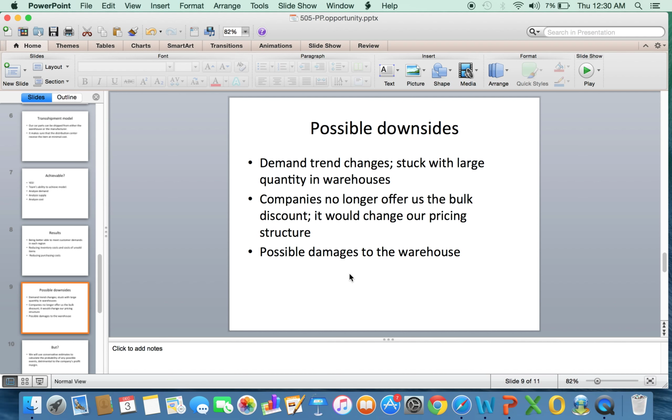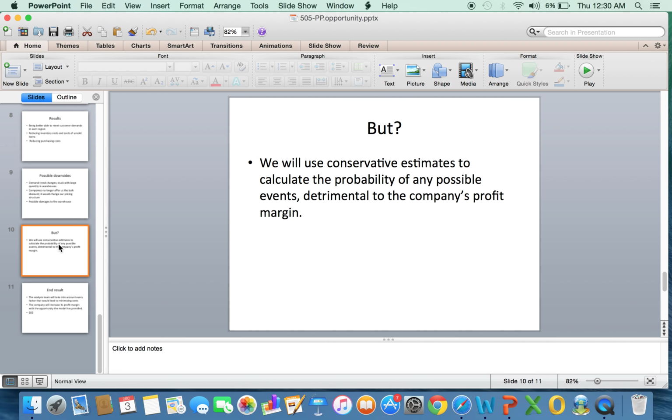The other possible downside is if we decide to go with only the warehouses and, let's say, a fire occurs, we're going to lose everything. As much as we're covered with insurance, our costs are still going to go up, whether it's the premium or other indirect costs. But that's where it's important: we're going to use conservative estimates to calculate the probability of any possible events detrimental to the company's profit margin. Let's say the odds of a fire happening are 1 in 10. We're instead going to use 1 in 5 just to be on the safe side and to make our model as robust as possible.